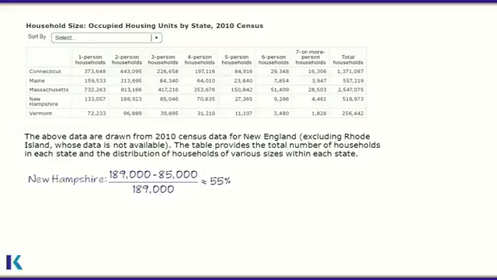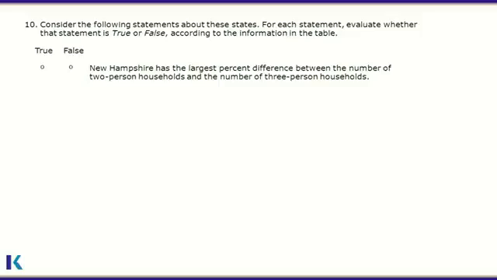In this way, you know that you can eliminate Connecticut and Massachusetts, since you can look at them and see that there's slightly less than a 50% difference. The 3-person household number is slightly more than half of the 2-person household number in each state. To prove this statement false, you only need to find one state that has a difference larger than 55%. If you see the numbers for Maine, you have about 214,000 minus 84,000 divided by roughly 214,000, which is approximately 0.61 or 61%. Since Maine has a higher percent difference, this statement must be false.